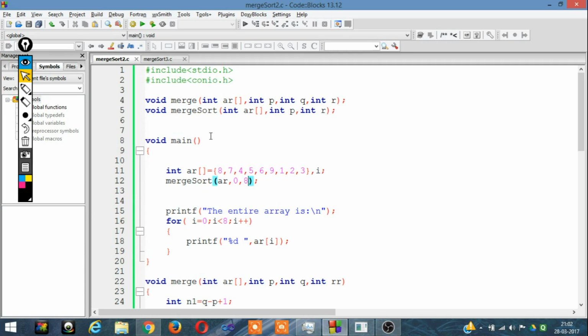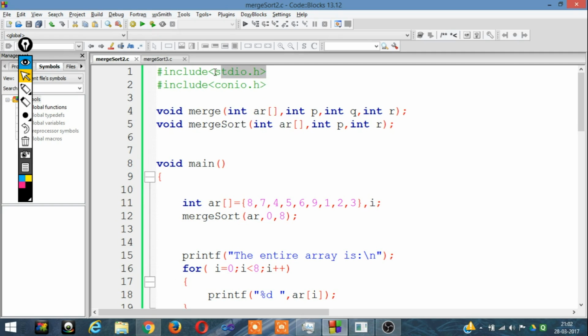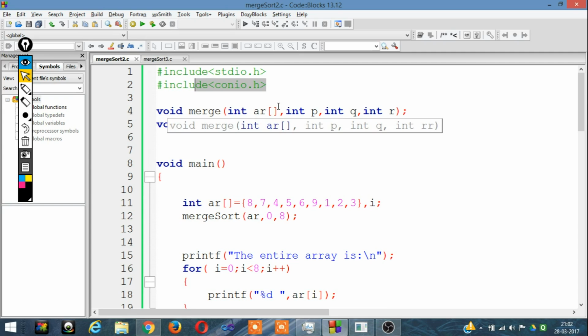It's a pretty basic C program. I've not used any pointers, it's simple arrays. And let's begin. Let's increase the font a bit. I start with including stdio and conio. These are pretty basic stuff. Then I need two helper functions. The two functions which I need are merge and merge sort. Merge sort is the function which will actually implement the merge sort algorithm.